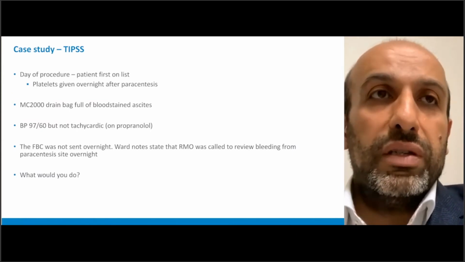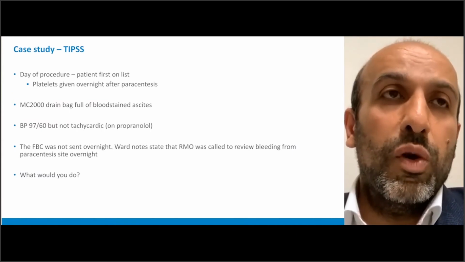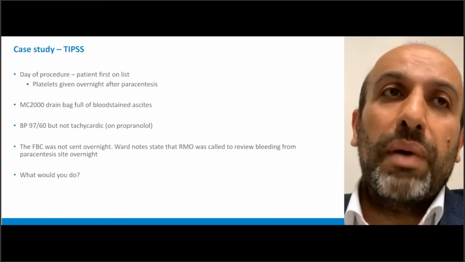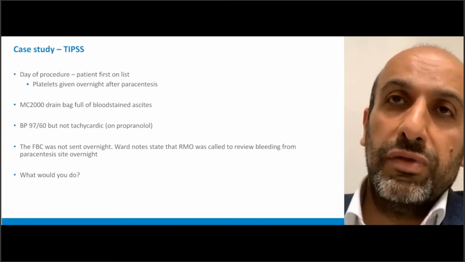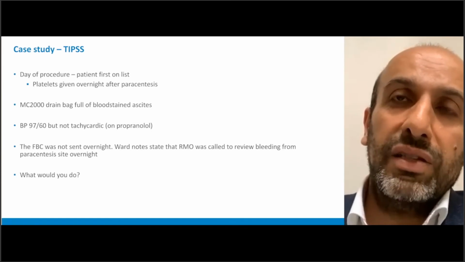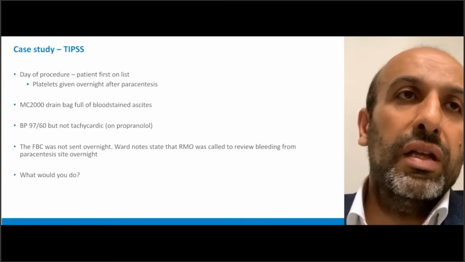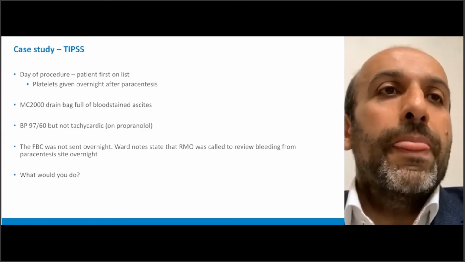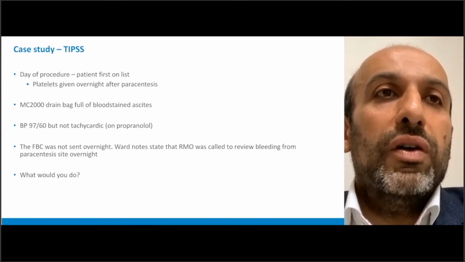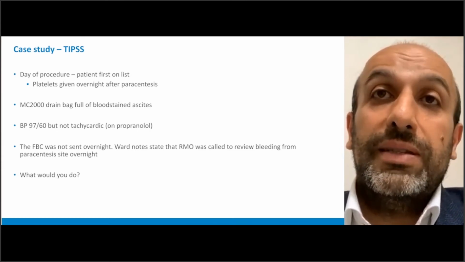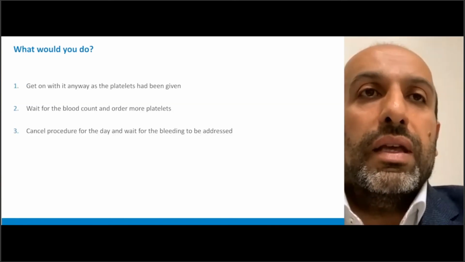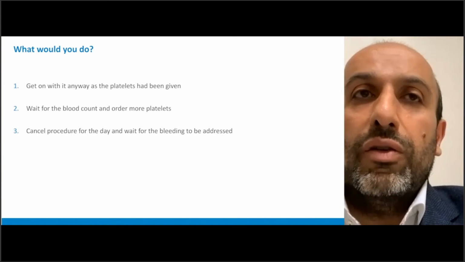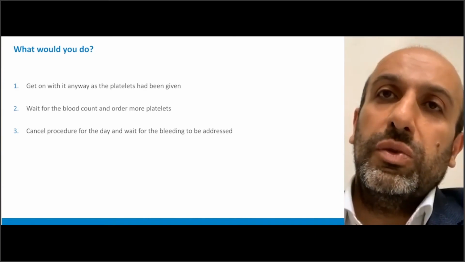So on the day of the procedure, the patient was first on the list. We know that the patient had a bag of platelets overnight after the paracentesis as a result of knowing the low platelets and also the blood in the ascites. The patient's blood pressure on the day was 97/60, but the patient was not tachycardic. The key thing to ask the audience is, what would they do in this situation?